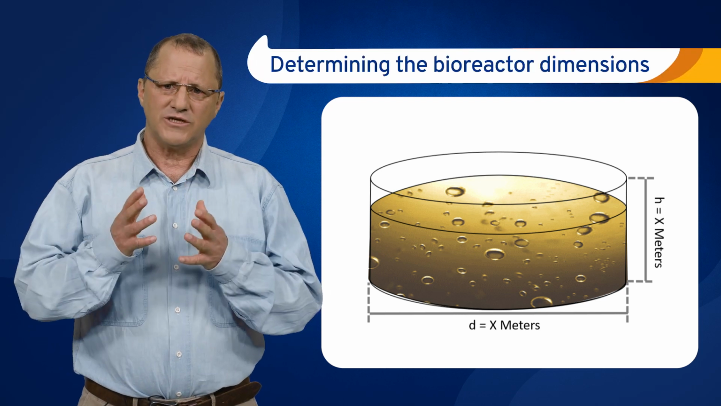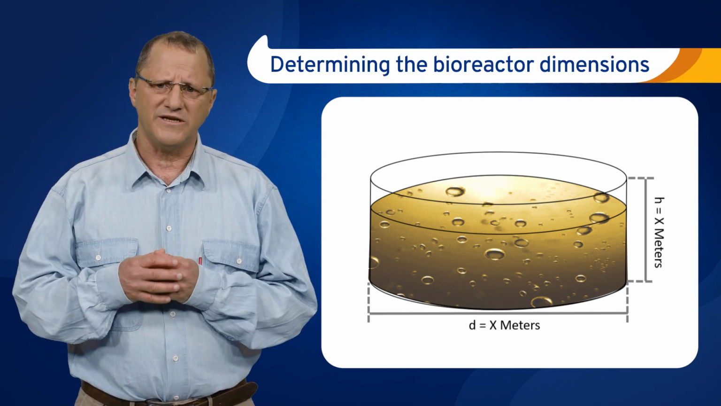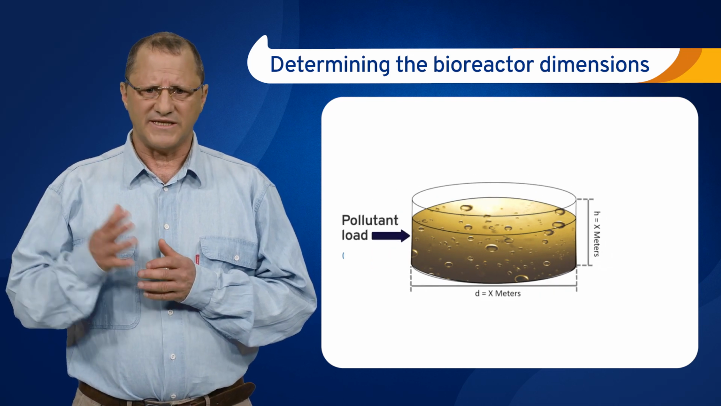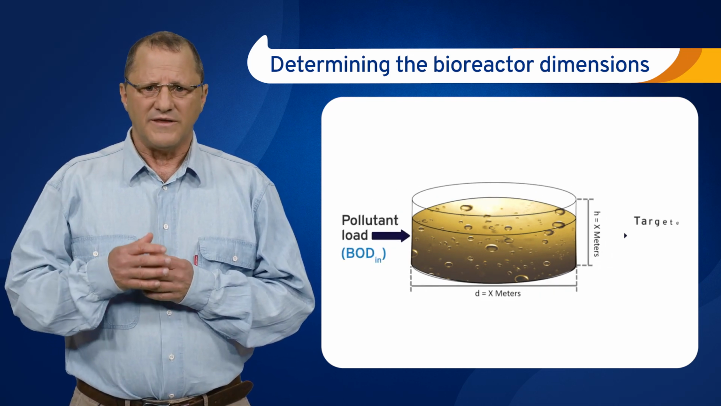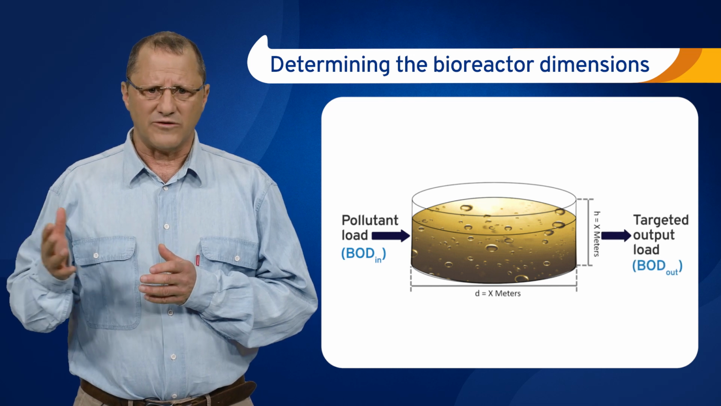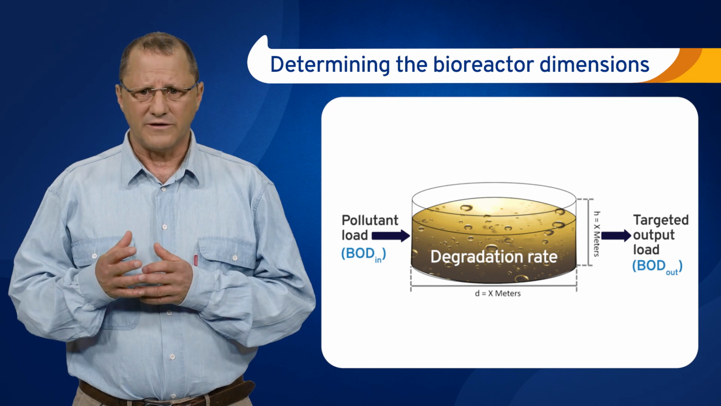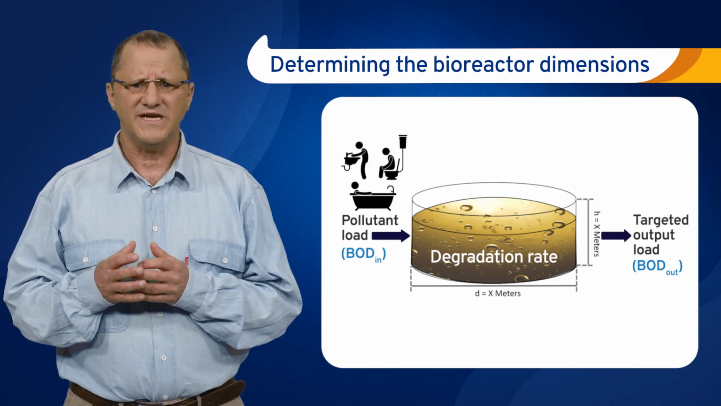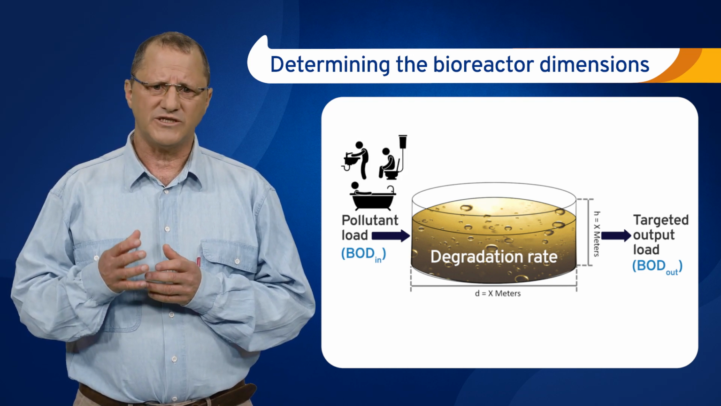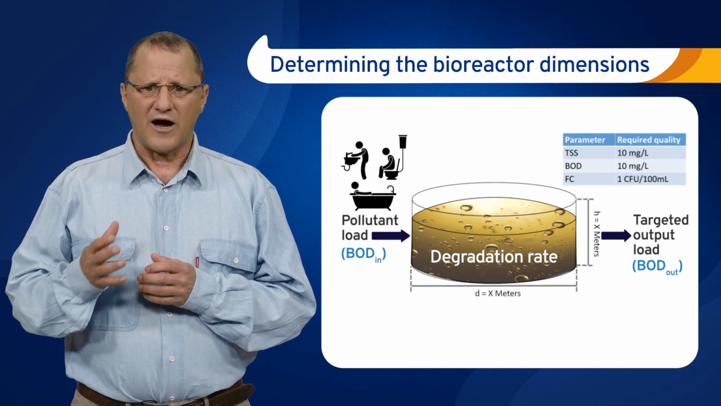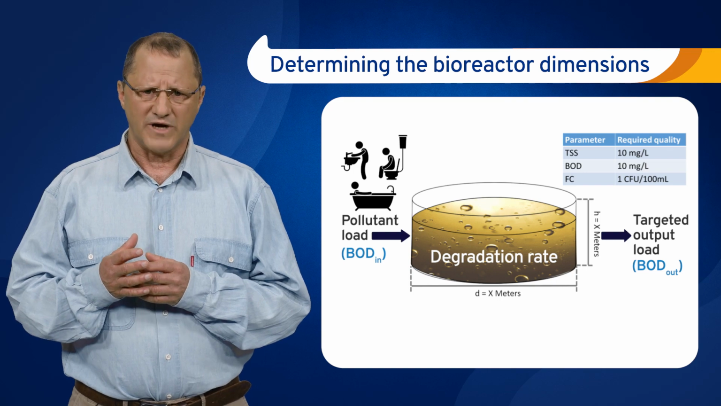Well, the dimensions of a bioreactor are mainly determined by the pollutant input load, in this case the organic matter load, the targeted output organic matter load or concentration, and the degradation rate. The input load is dictated by the population size and the activities in the site, while the output load is dictated by regulations.